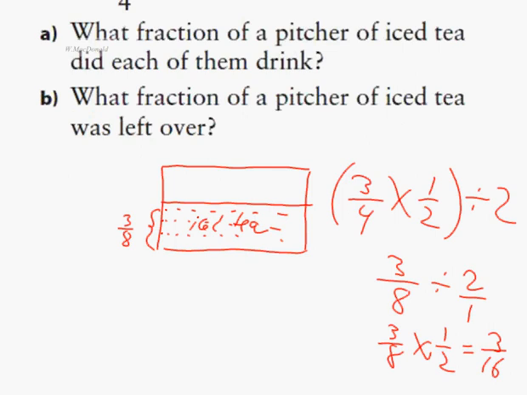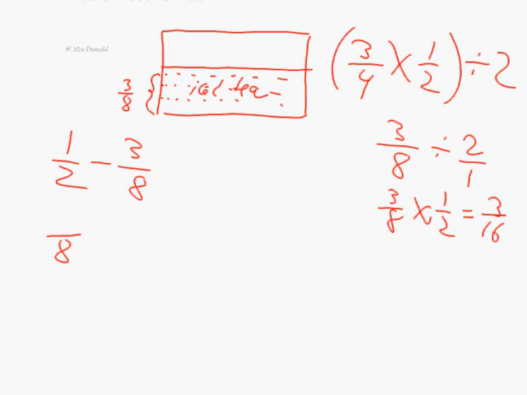Okay? Now, if 3/16 of a pitcher was drank, what fraction of the pitcher of iced tea was left over? Well, if they drank, okay. So really what we want to think about is there was half a pitcher of iced tea in that thing, and they drank 3/8 of it. So half a pitcher, take away the 3/8. Find your common denominator, which is 8. That'd be 4/8, take away 3/8. That means that 1/8 of the pitcher of iced tea was left.